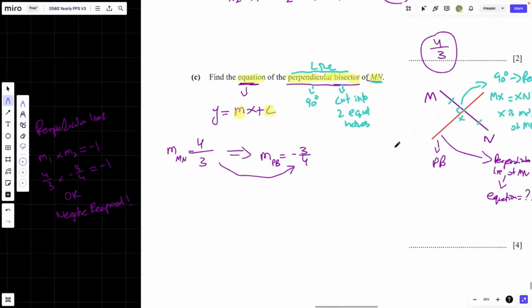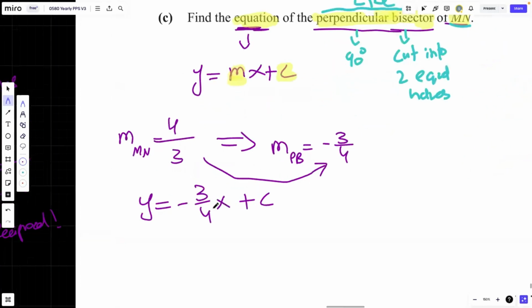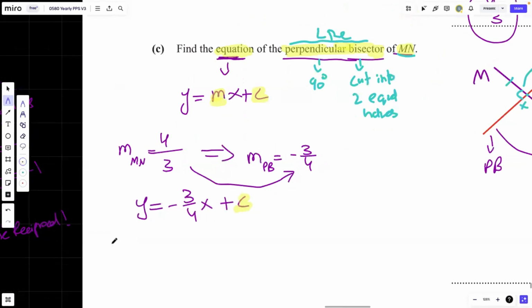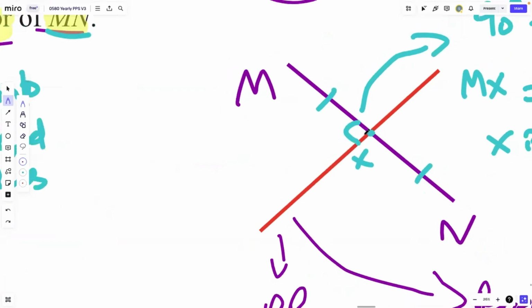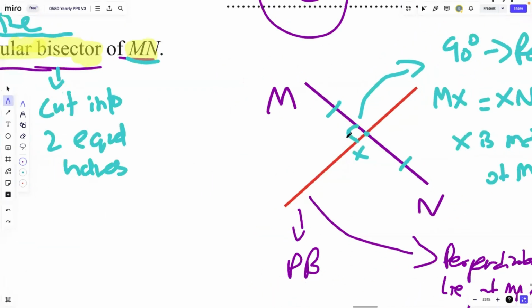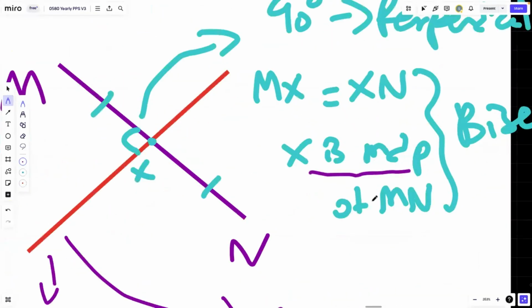Now for the point, I need a point on the line as well, so I can find out the c by plugging in x and y. Currently I have the equation looking like this. I placed the gradient, but I still do not know what c is going to be. For that, I need a point on the line. And the only point I know on the line is the point X. On the red line, not the MN line, because we need the equation of the red line, is the point X. And what we know about point X is that it's the midpoint of MN.